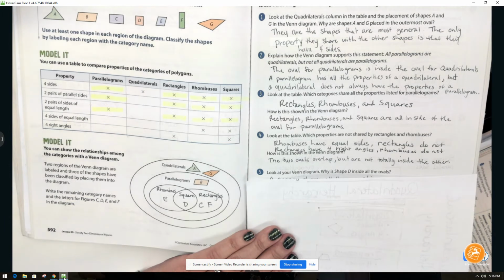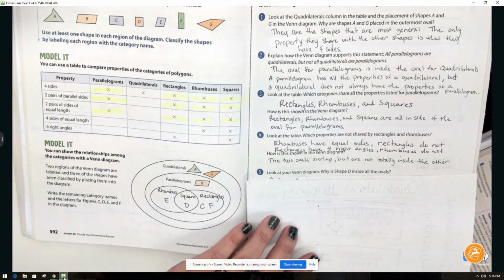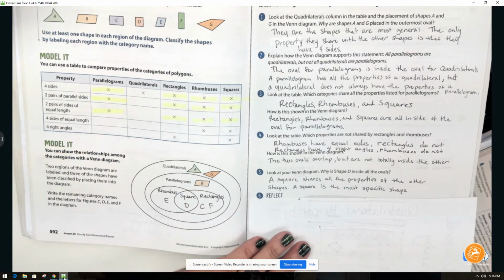Number 5, look at your Venn diagram. Why is shape D inside all of the ovals? Well, we know that a square shares all the properties of the other shapes. A square is the most specific shape. So we know why that one's there, because it's the most specific. It has everything in common with rhombuses, rectangles, parallelograms, and quadrilaterals.